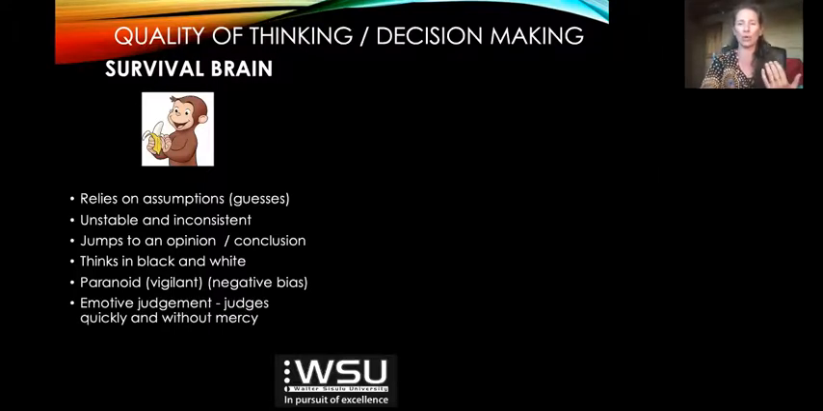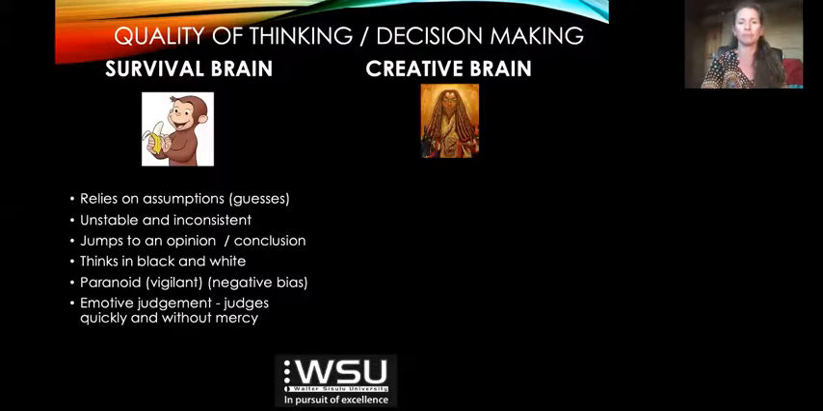And it has this word, emotive judgment. Oh, and we're feeling a lot of emotive judgment on social media at the moment. It judges quickly and without mercy. So there's an us and them quality that comes in when you're in survival brain mode. And of course, when you're in survival mode, you're very selfish because you're only thinking in terms of your own survival at that point in time.